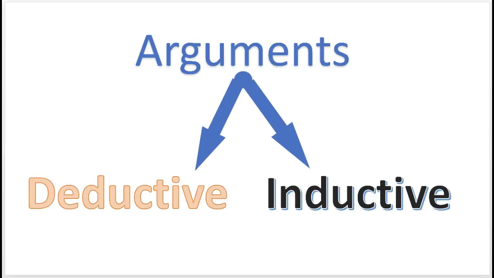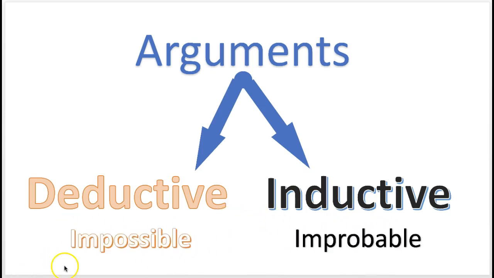Let's begin. Arguments are usually separated into deductive arguments and inductive arguments. Now, what does that mean? Well, a deductive argument is an argument in which the arguer claims that it is impossible for the conclusion to be false. So if the premises are true, then it is impossible for the conclusion not to be true.